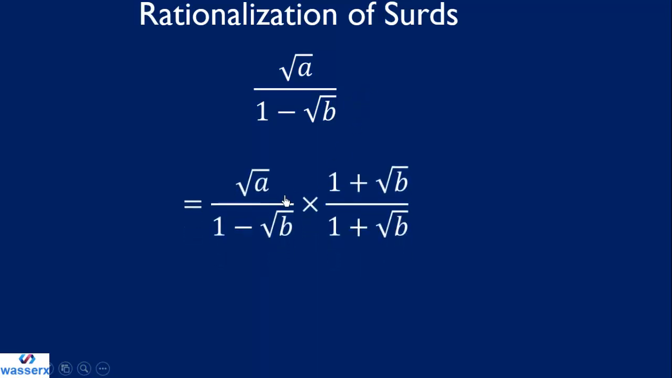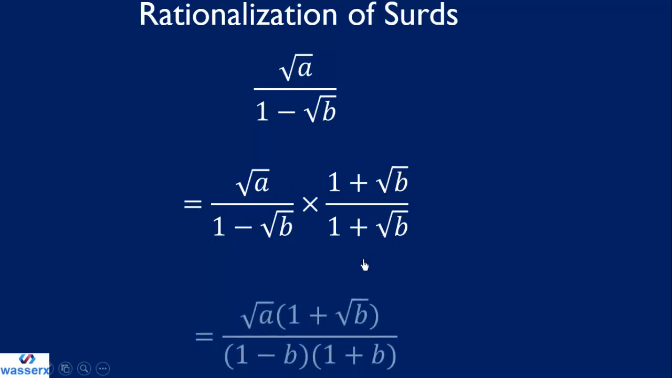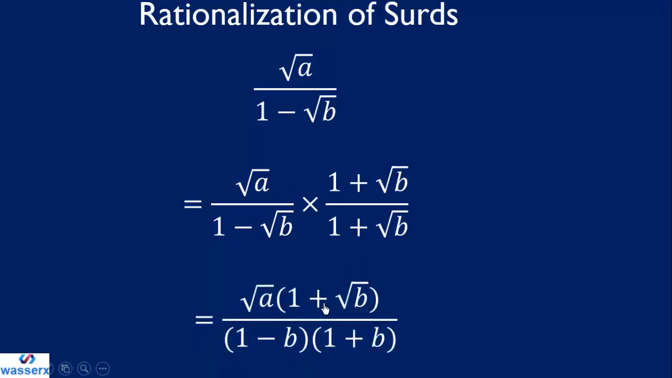So you do that, and we obtain something like this. So 1 minus root b times 1 plus root b. Then you do the same thing to the numerator. Then now you simplify to obtain root of a into bracket 1 plus root b all over 1 minus b into 1 plus b. So you can see that there's no radical sign in the denominator.